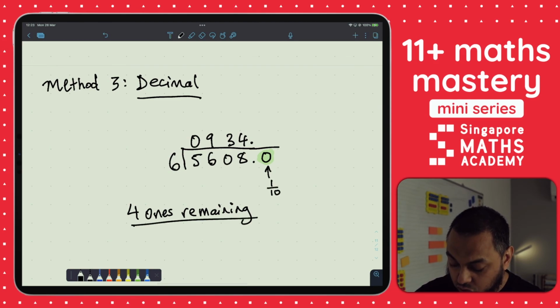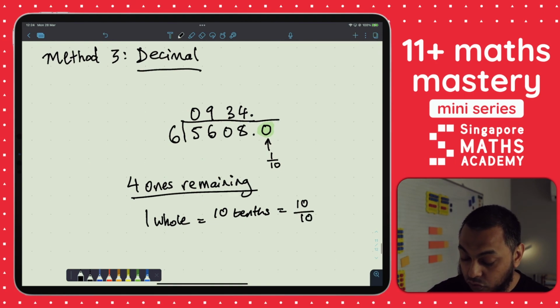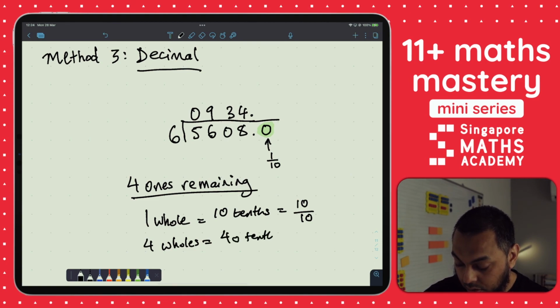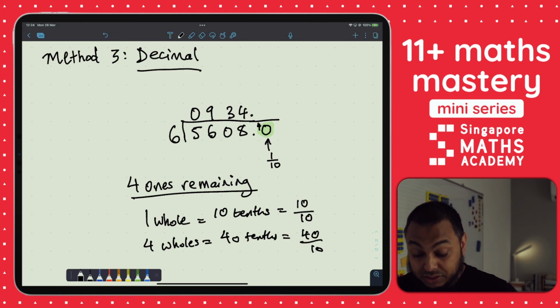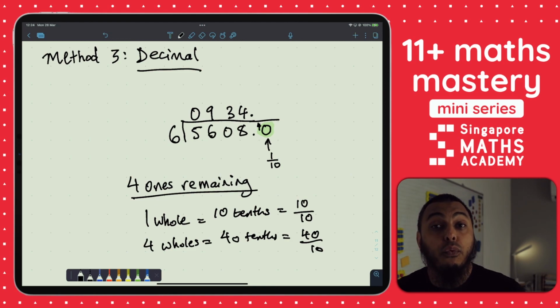If there's 4 ones remaining, we know 1 whole is equal to 10 tenths, which is like this as a fraction. If there's 10 tenths remaining in 1 whole, 4 wholes would mean there are 4 times 10, 40 tenths. And that's written as 40 over 10. So that's why if I put a 4 here, it becomes 40, because this is the tenths column. And so we've got 40 tenths remaining.